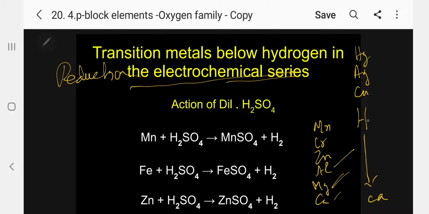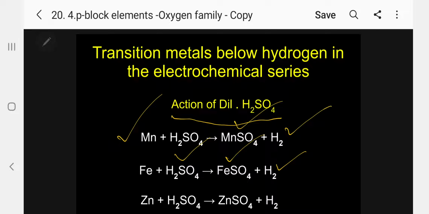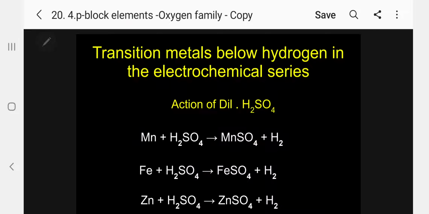Kindly memorize a few metals above hydrogen and a few metals below hydrogen. You have to memorize common metals. It is your duty. Okay, let me come to the action of dilute sulfuric acid on transition metals. Manganese with sulfuric acid gives manganese sulfate and hydrogen. Iron with sulfuric acid gives ferrous sulfate and hydrogen. Zinc with sulfuric acid gives zinc sulfate and hydrogen. Kindly note, all with dilute sulfuric acid.